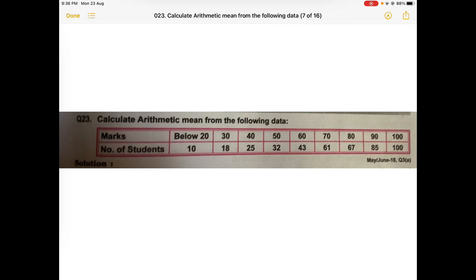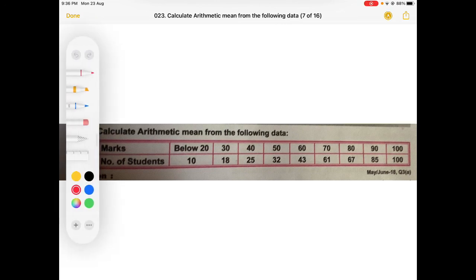So for example, let me use the pen here to show you. If I calculate the frequency for the first class interval, it will be just 10. For the second class interval, it will be 18 minus 10 is equal to 8. Third class interval, 25 minus 18 is equal to 7. So subtract the previous cumulative frequency from the current one. So 32 minus 25 gives me 7 again. 43 minus 32 gives me 11. So do this for all the class intervals. Construct the class intervals 10 to 20, 20 to 30 and so on. Then you use the three methods to solve for the mean.